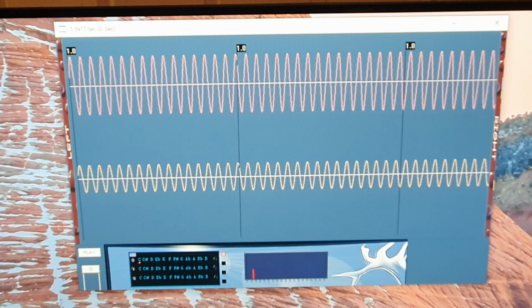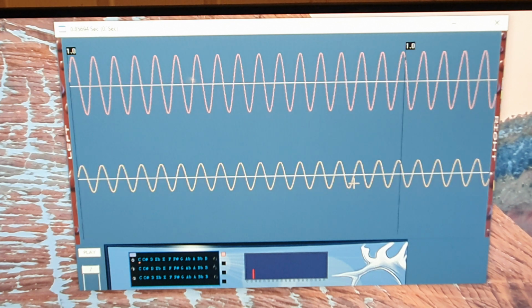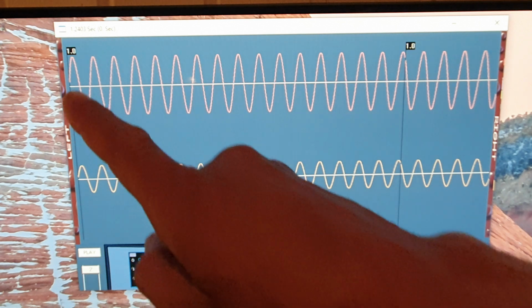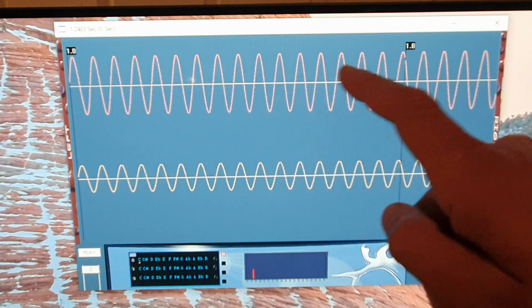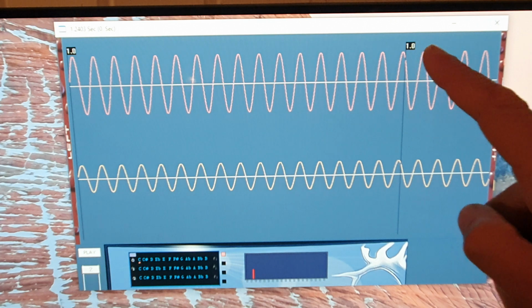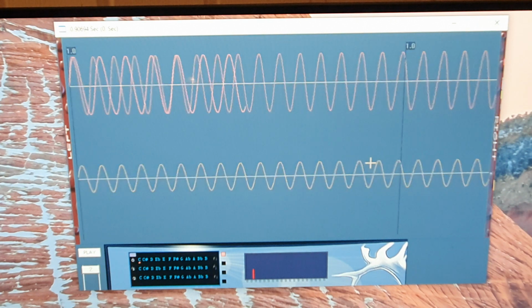A C0 has the frequency of 16.35 Hz, which means that it makes 16.35 cycles between these two black second markers here. And this tone sounds like this.